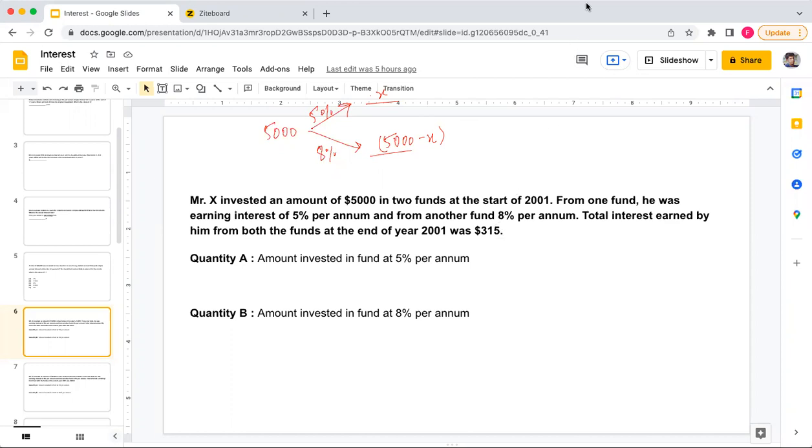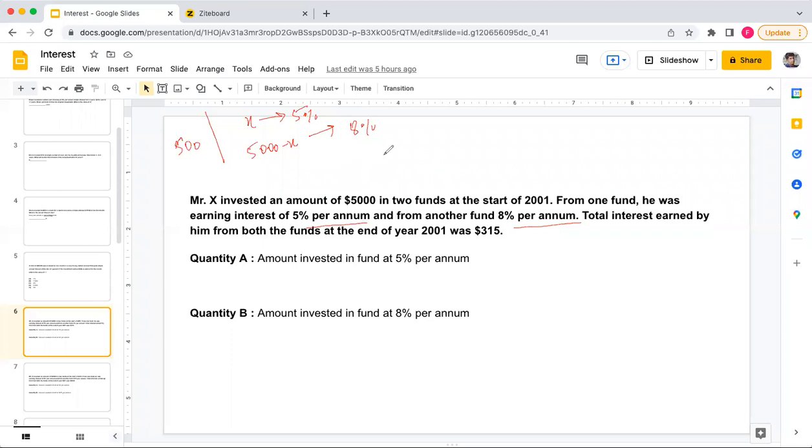Okay, now let's see what is happening here. X is invested with the 5% of interest, and the remaining portion out of 5,000, total is 5,000, that will be 5,000 minus X, is invested at 8% of interest per annum. So whenever you see an interest question, be clear about that rate. Rate is about per annum, per day, per month, right? So this is per annum.